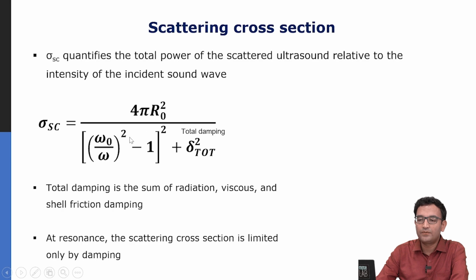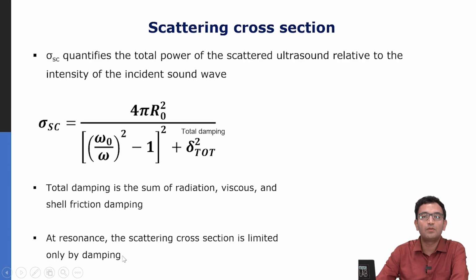Now it turns out when we are at resonance, so omega naught by omega will become 1, and the denominator will lose the first term here, only the delta square total term will remain. So in other words, the scattering cross section will increase sharply. So at resonance, the scattering cross section is limited only by damping. And you have seen something similar.